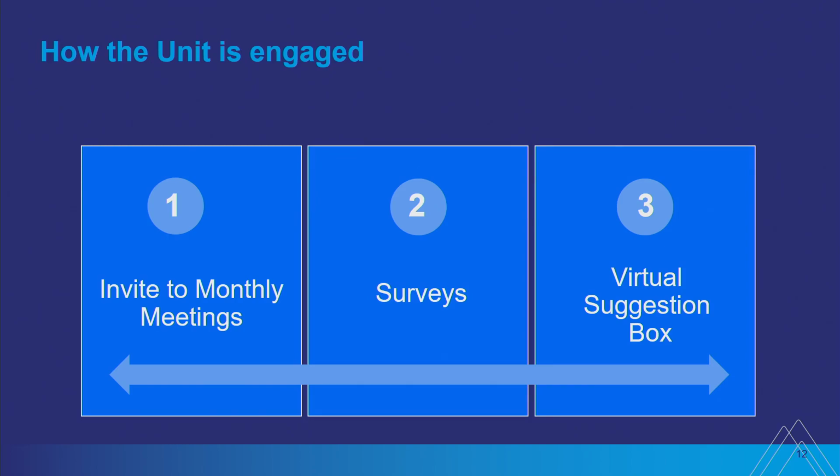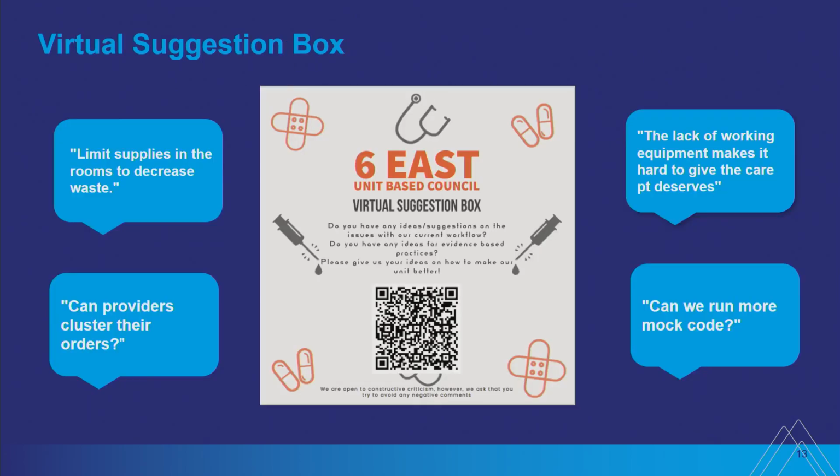Second, we had surveys to see what was important to the vast majority. And third, for those of us that are a little shy or wanted to remain anonymous for whatever reason, we created a virtual suggestion box so that anyone could leave comments and/or suggestions. And this is actually the virtual suggestion box that we created that was posted on our unit with the QR code. And you could see some of the suggestions that were left.